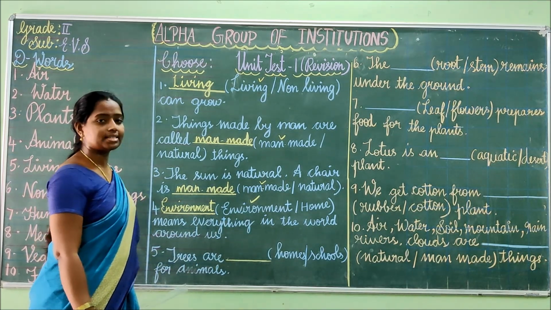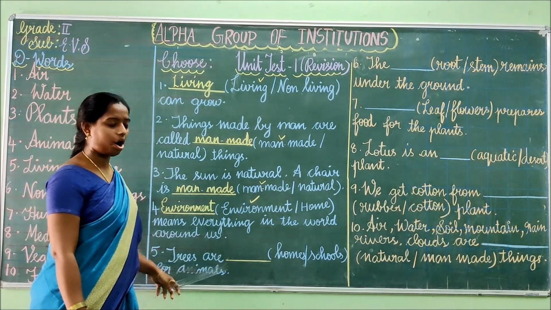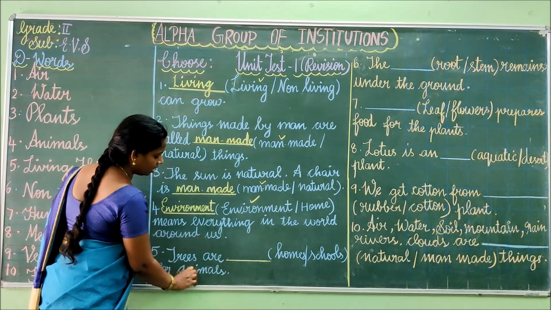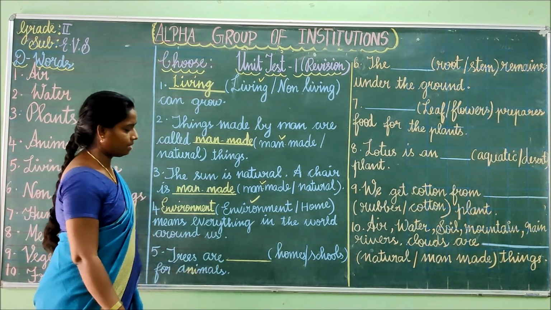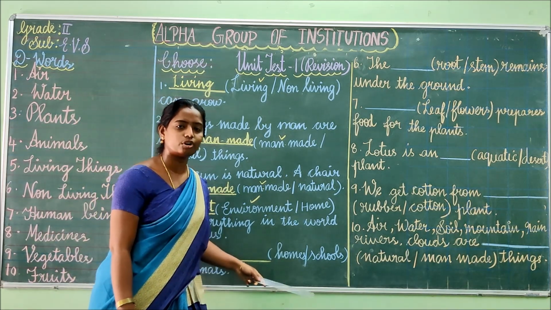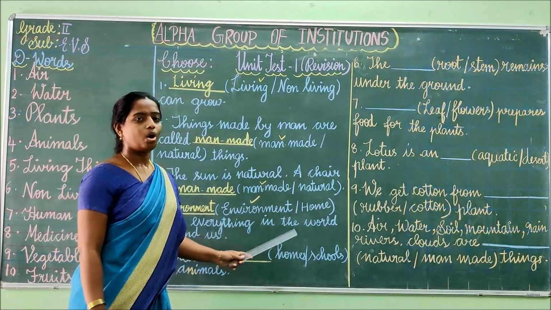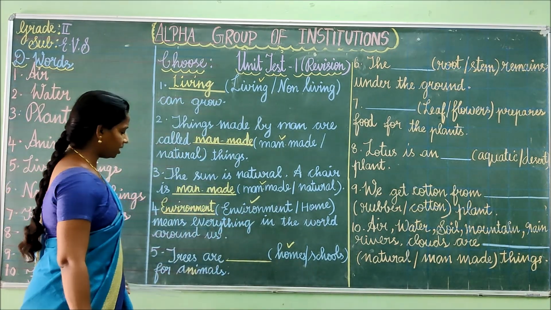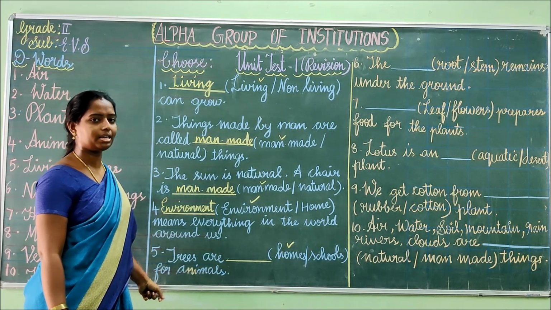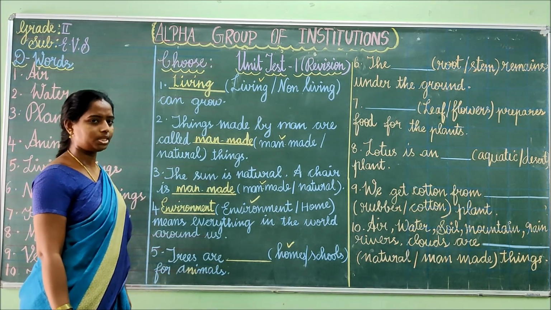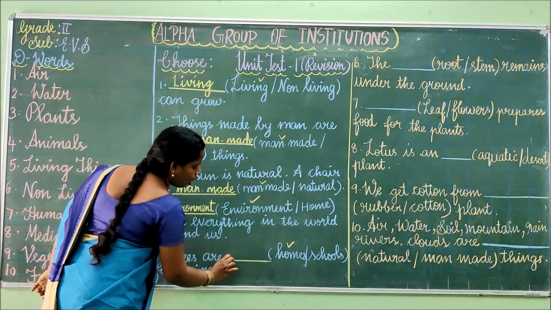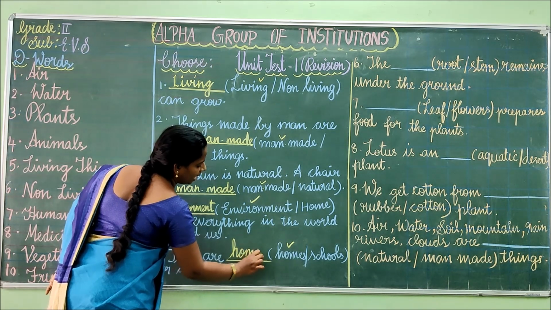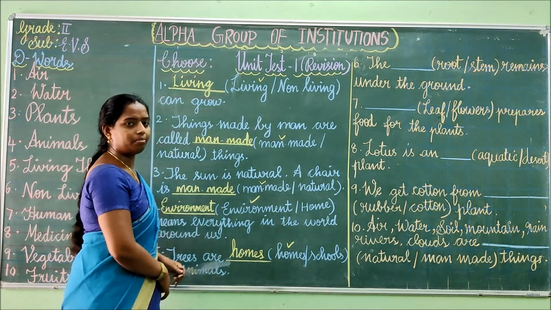Okay, children. Next, fifth one. Trees are dash for animals. Trees are homes or schools for animals, children? Trees are homes for animals, isn't it? Animals are living, and birds build nests in trees. For monkeys and others, trees are the homes, isn't it? So trees are homes for animals. H-O-M-E-S, homes for animals, okay?